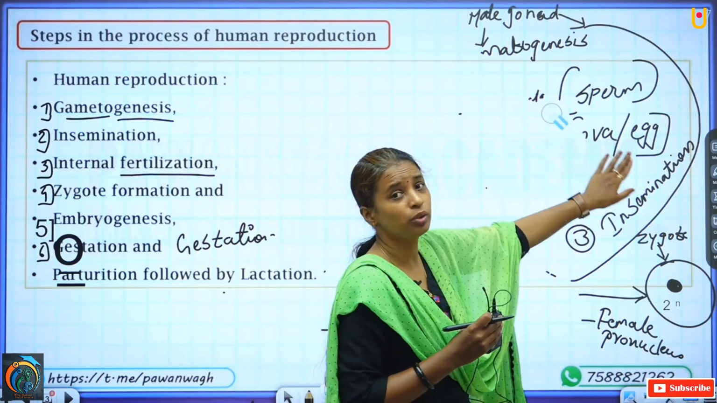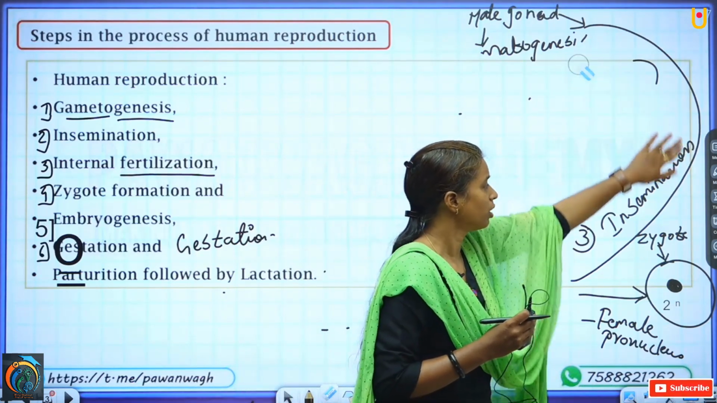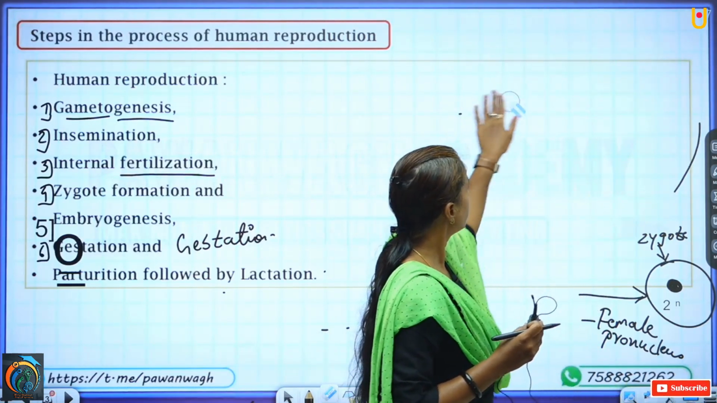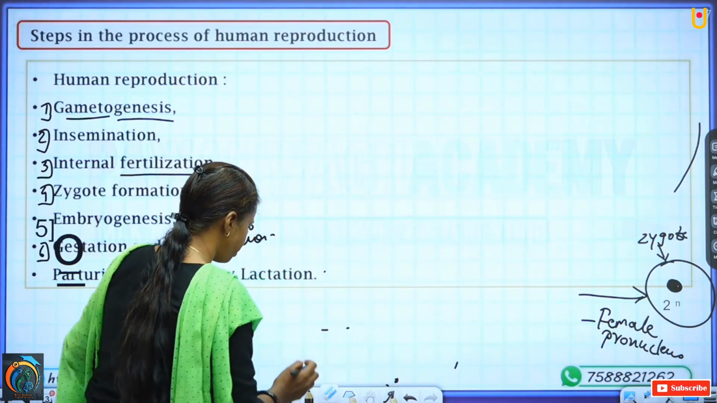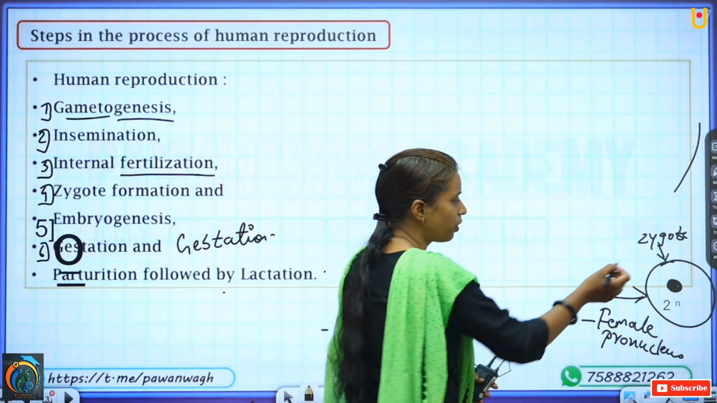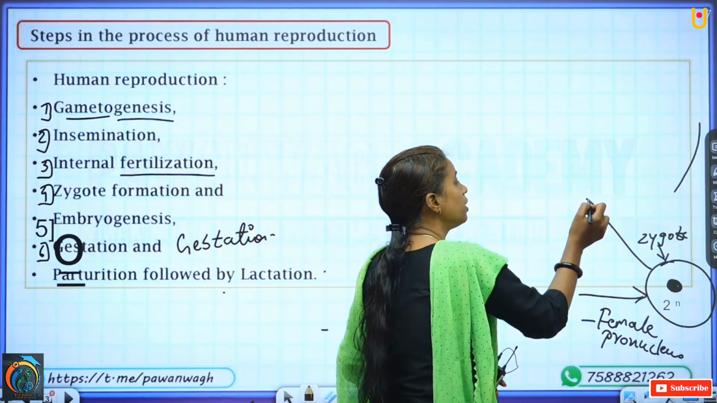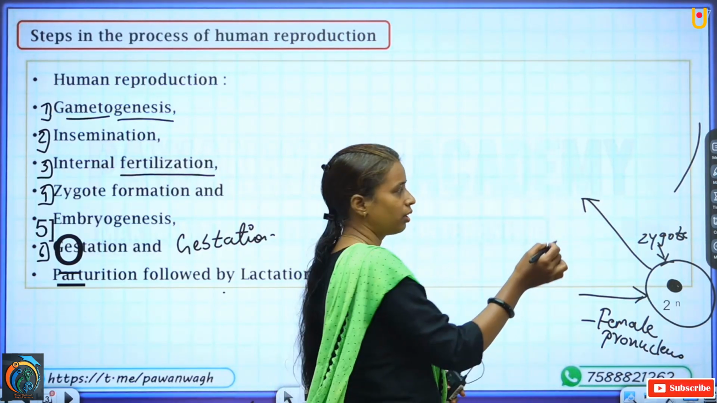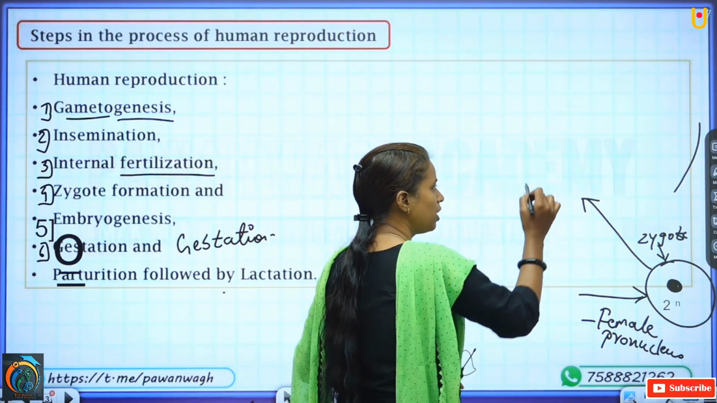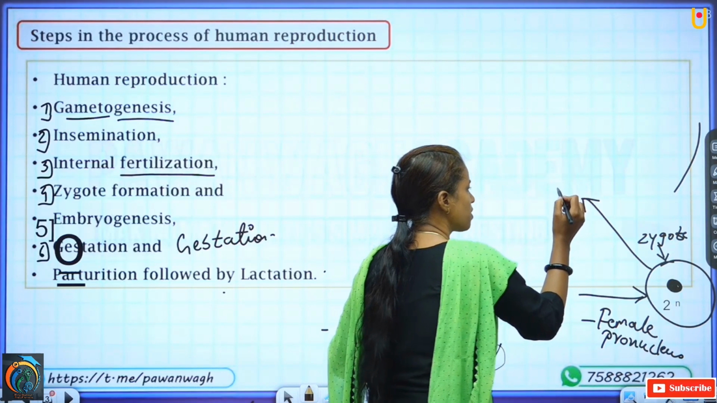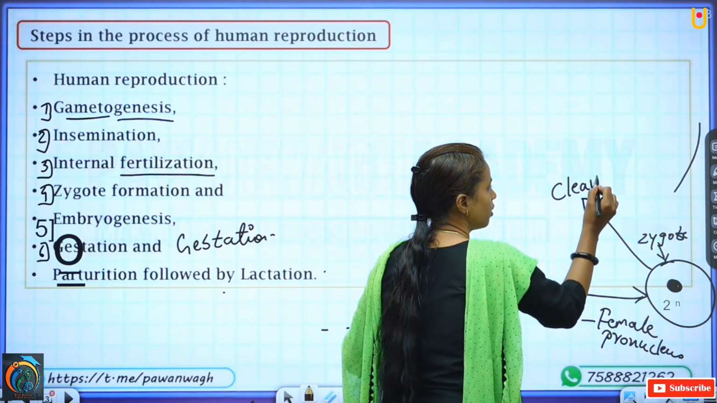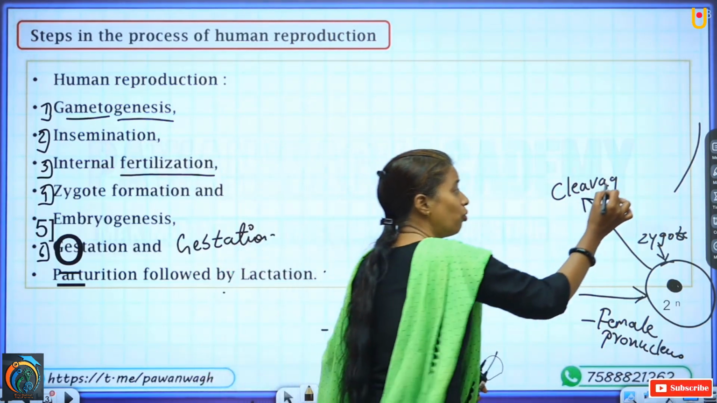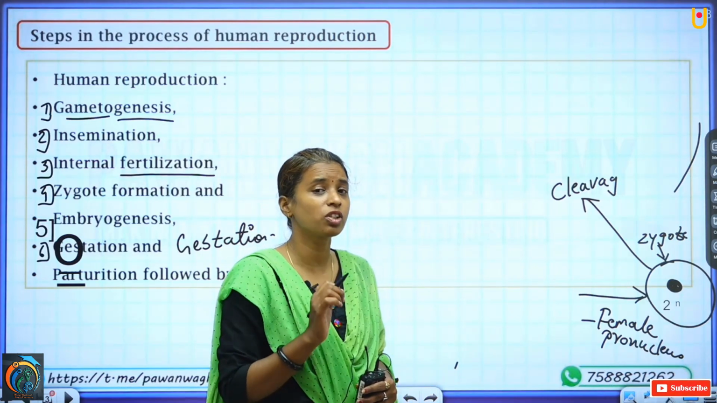We have seen up to the stage of zygote formation. Now, after formation of the zygote, what happens with that zygote? Now that zygote will travel in the next direction, but here the cleavage will take place. The process of cleavage will take place. Now, what is meant by cleavage? What is meant by cleavage formation?